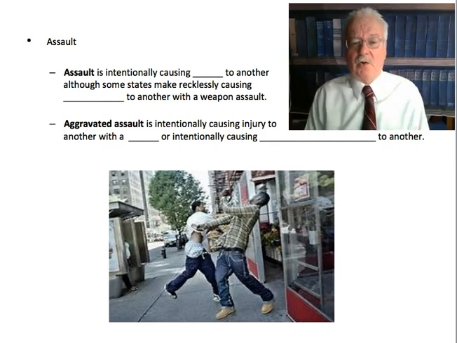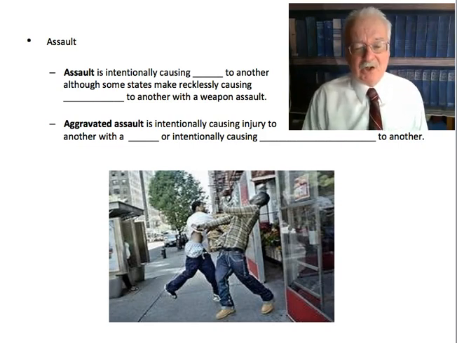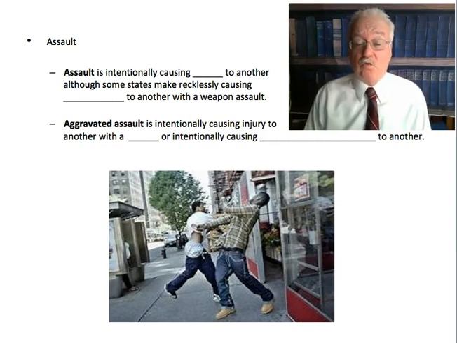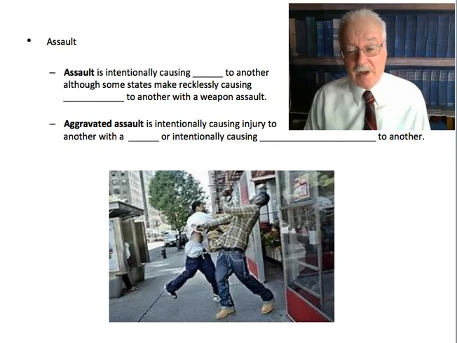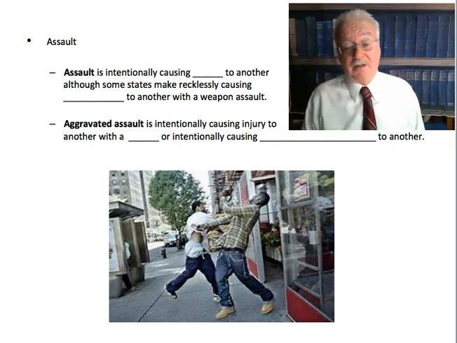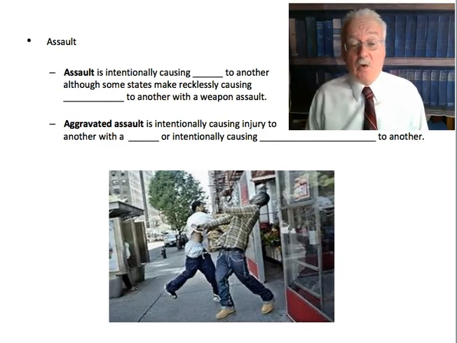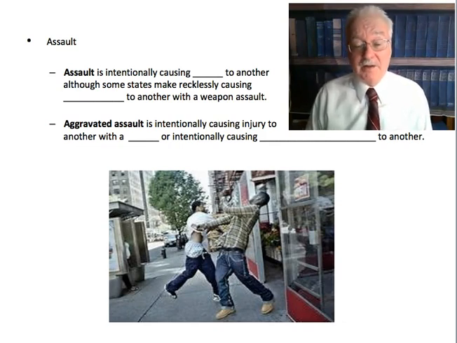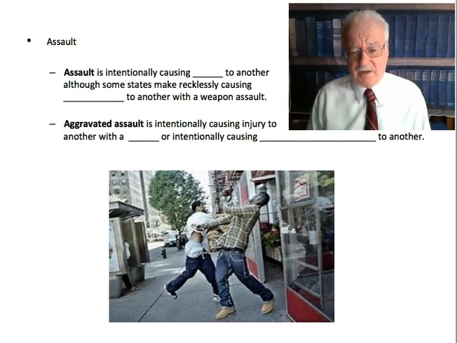All right, let's talk about assault. Assault is intentionally causing injury to another, although some states make recklessly causing serious injury to another with a weapon assault. So again, assault is intentionally causing injury to somebody else. Aggravated assault is intentionally causing injury to another with a weapon or intentionally causing serious injury to another.